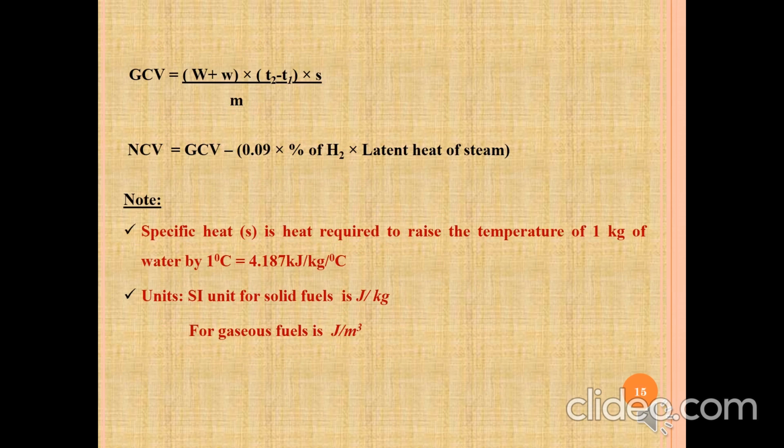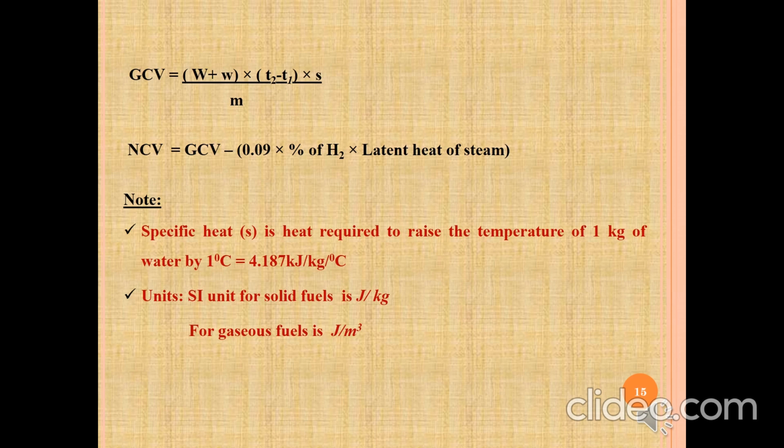The formula to calculate the gross calorific value GCV is given by capital W plus small w into T2 minus T1 into S divided by M, where capital W is the weight of water taken in the calorimeter, small w is the water equivalent of calorimeter, which is constant for a given calorimeter, T2 minus T1 is the rise in temperature, S is the specific heat of water, and M is the mass of the fuel which is taken inside the bomb calorimeter.